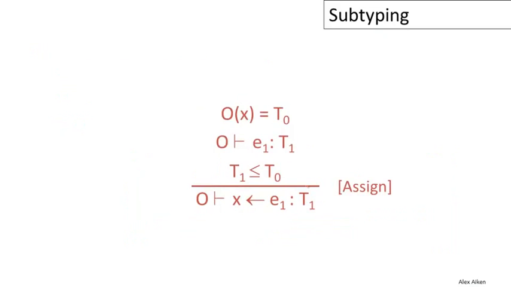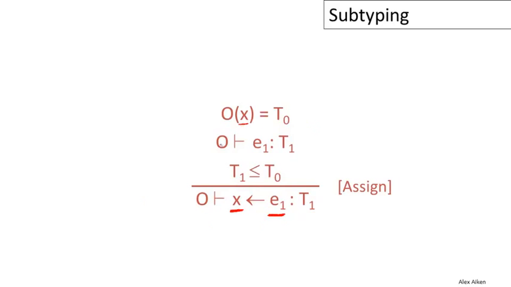Subtyping shows up in a number of places in the COOL type system. Here's the rule for assignment, which is in many ways similar to the rule for let. So how does an assignment work? Well, on the left-hand side is a variable. On the right-hand side is an expression. We're going to evaluate the expression and assign whatever value we get back to the variable on the left-hand side. And so how is this type checked?